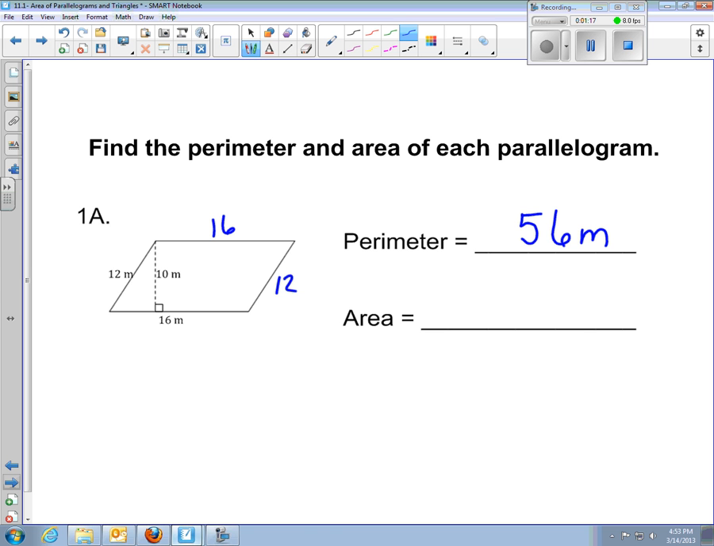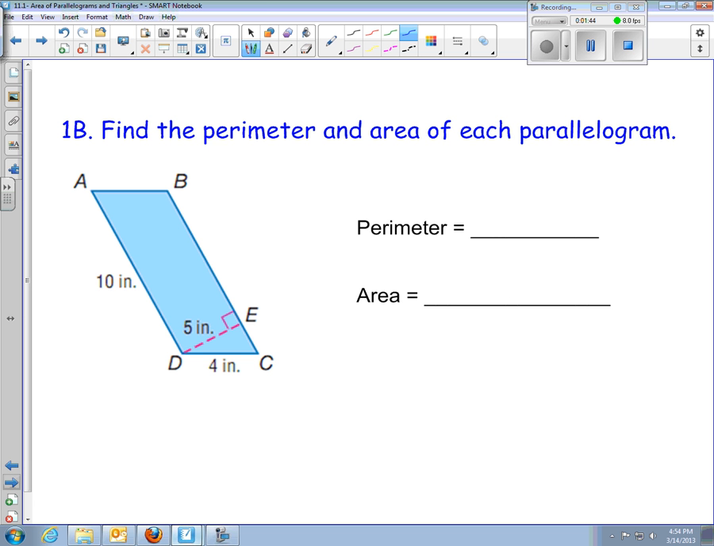Now we come to our area. Remember, our area formula is base times height. So our base was the 16, and our height is that 10 now that we're going to use. If we multiply those, we get an area of 160 meters squared. Labels are very important when we're doing anything like this with perimeter and area, and when we get to surface area and volume with 3D solids, we're going to want those labels there too.